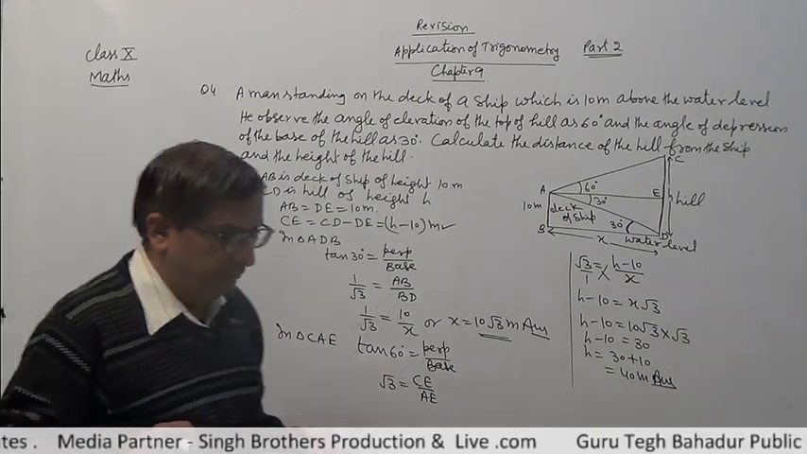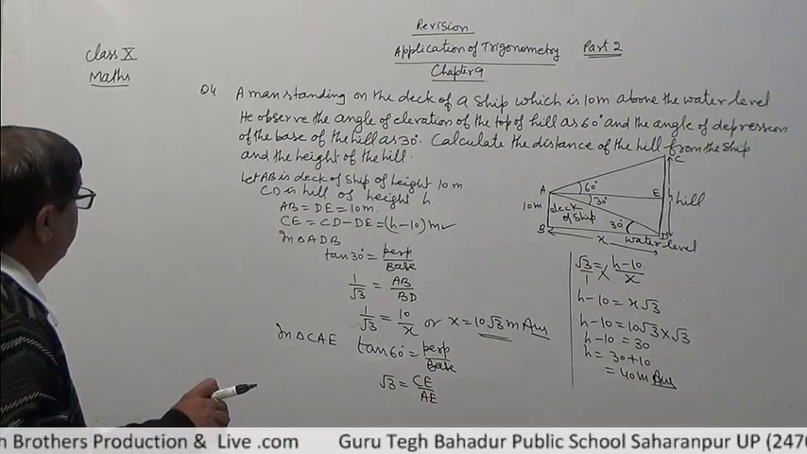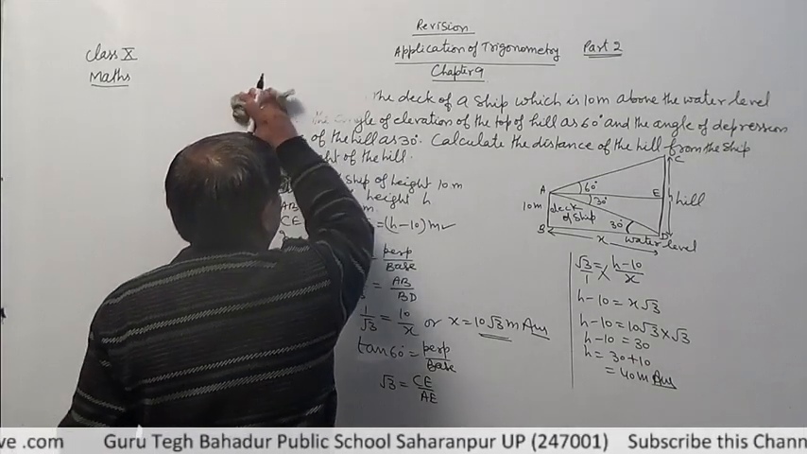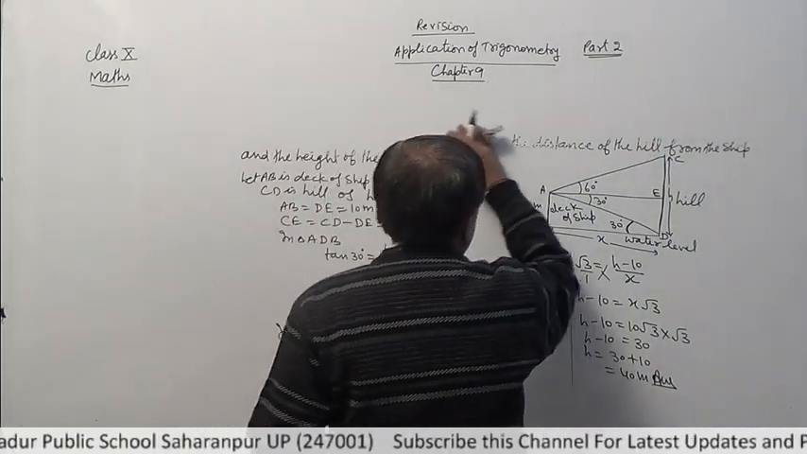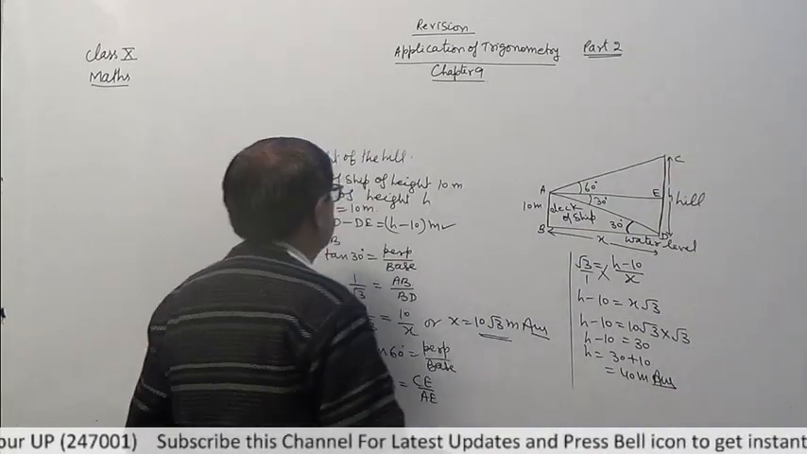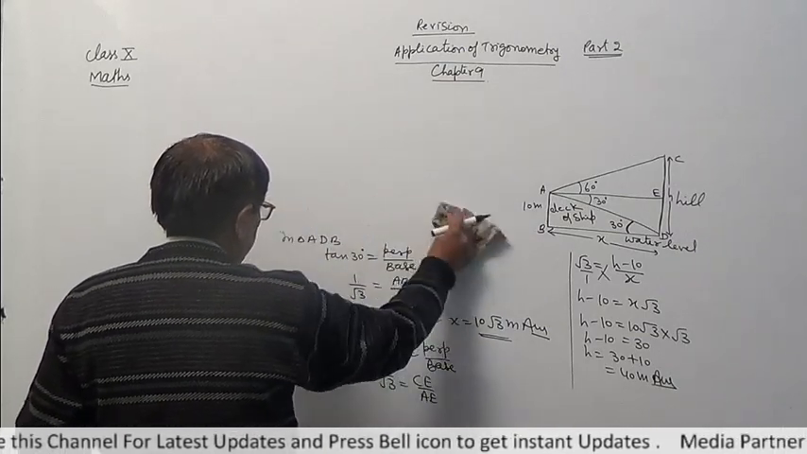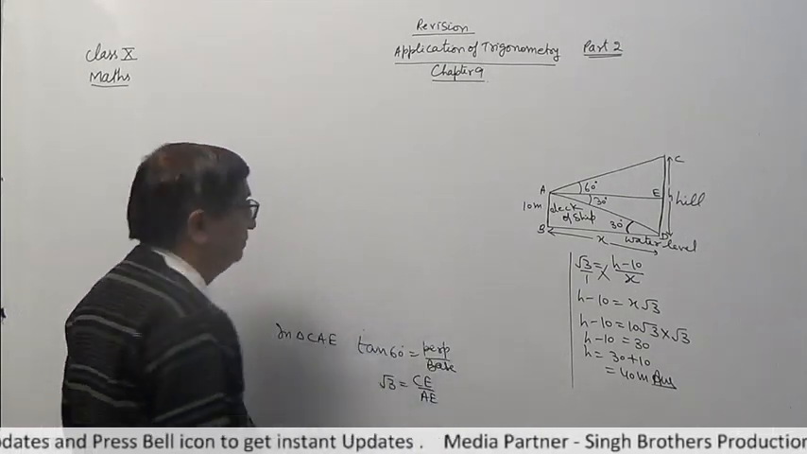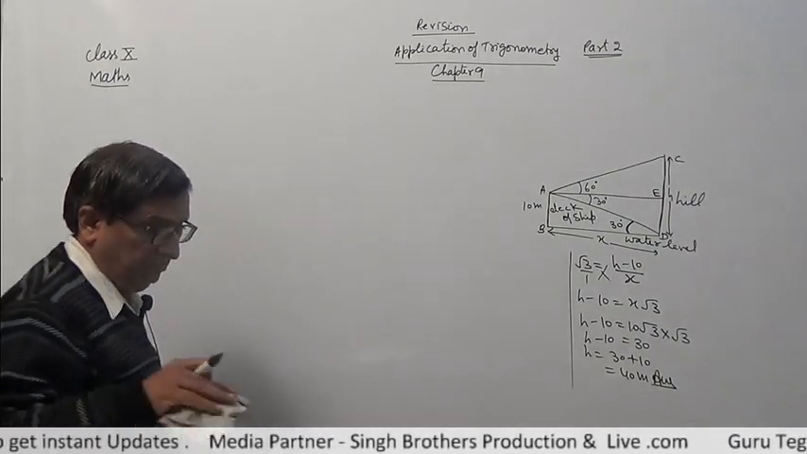Now see the questions related to speed of the plane. The questions related to speed of the plane are also important, because they are not given in the NCERT book, but in board examinations such types of questions have already come many times. Let us take it. Question number 5.